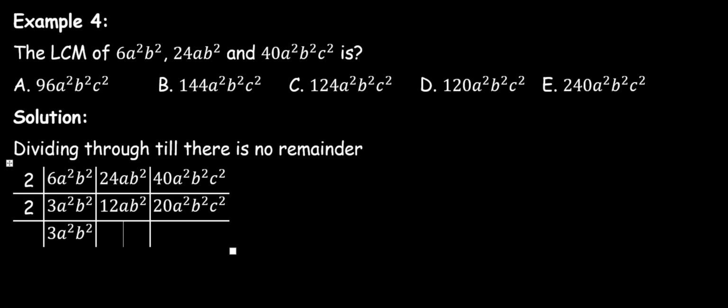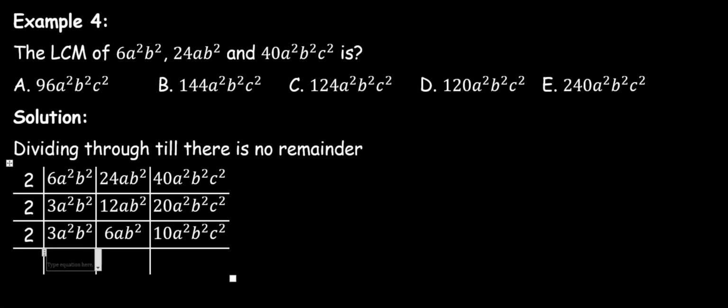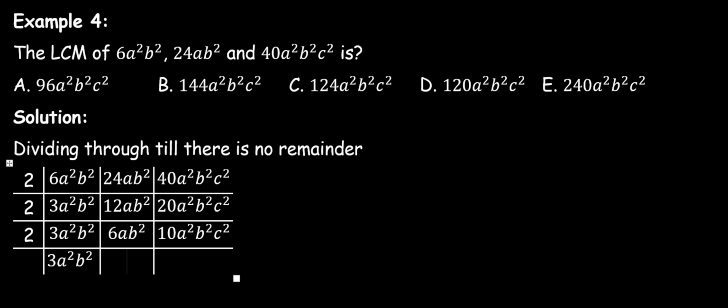Now 12 is our focus here. 12 divided by 2 will give you 6. So we have 6ab square. 20 divided by 2 will give you 10. So I will now have 10a square b square c square. We can still take 2 again. We just bring down your first set of value, 3a square b square. 2 divide 6, which is in the second value, will now give you 3ab square. Then 2 divide 10 will now give you 5. So we now have 5a square b square c square.